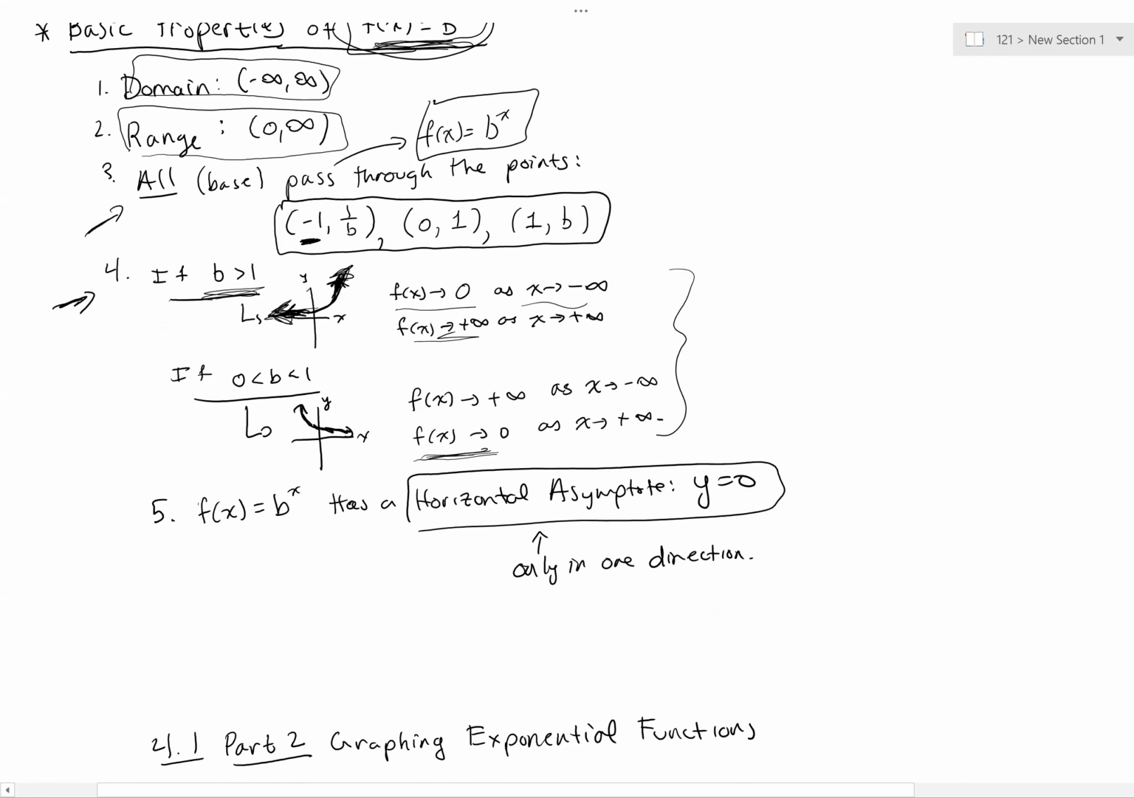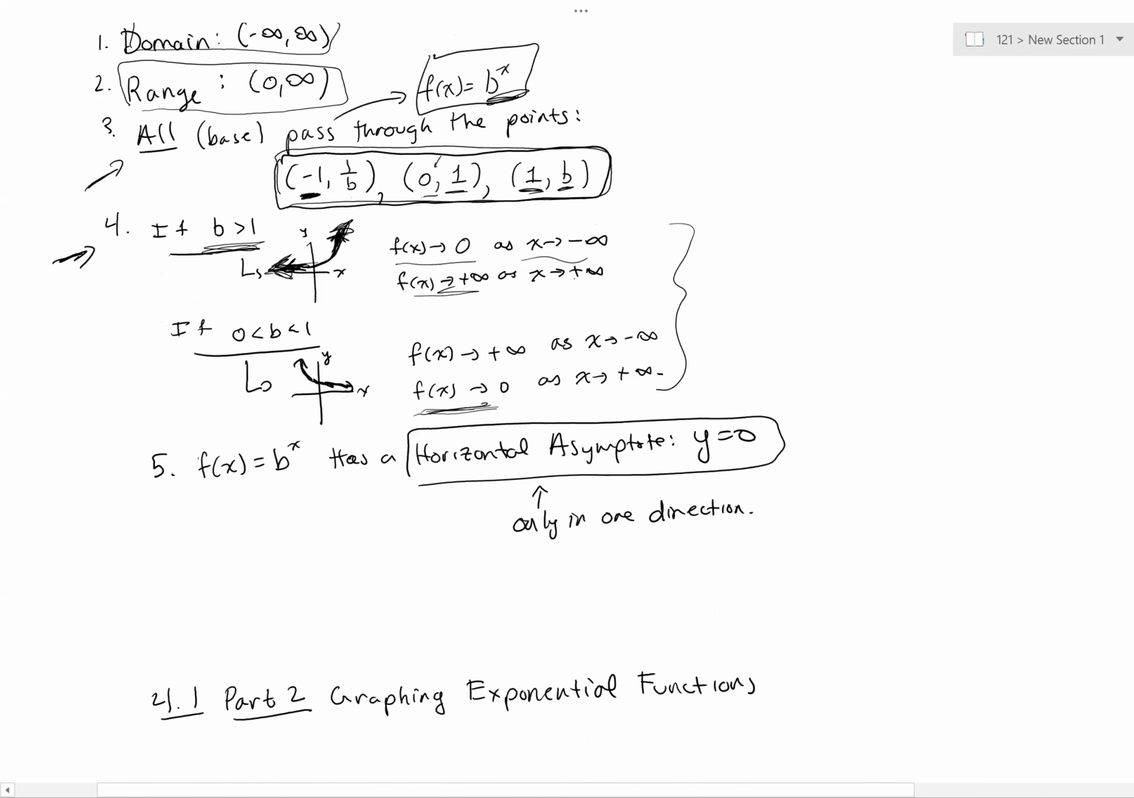Okay, all exponential functions of the form b to the x pass through these 3 points. When you plug -1 in, you get the reciprocal of the base. When you plug 0 in, you get just 1, because anything raised to the 0th power, except for 0, is 1. And if you plug 1 in, the base to the first power is just the base.